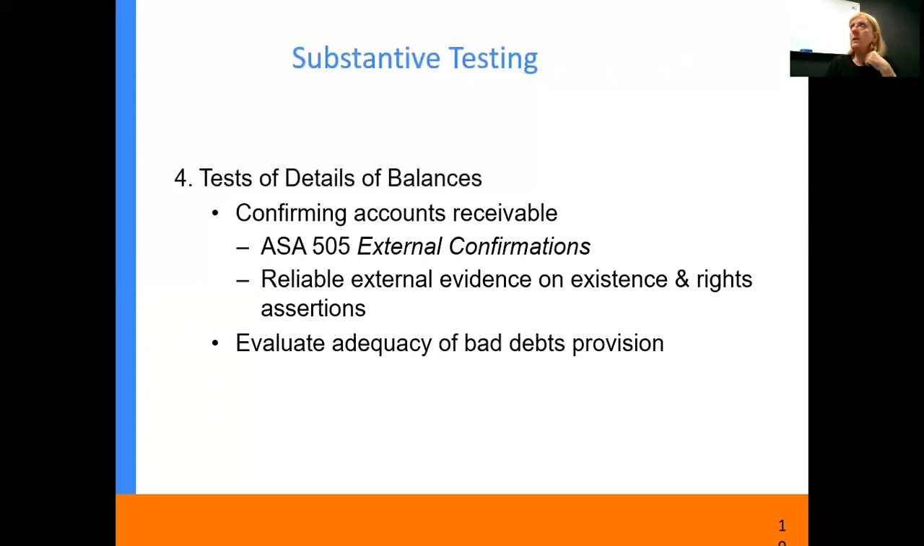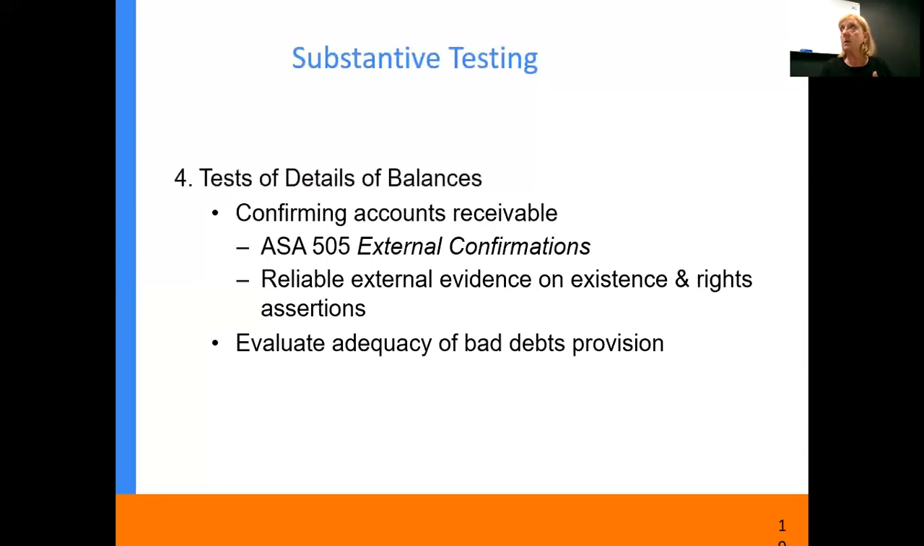The other thing that I will need to do in terms of my test of details of balances is assess the adequacy of the provision for bad debts. That's a test of detail of balance. The balance at the end of the year, the provision. I'm going to evaluate the adequacy of those debts, and we'll go through some of the steps of what you would actually do for that.